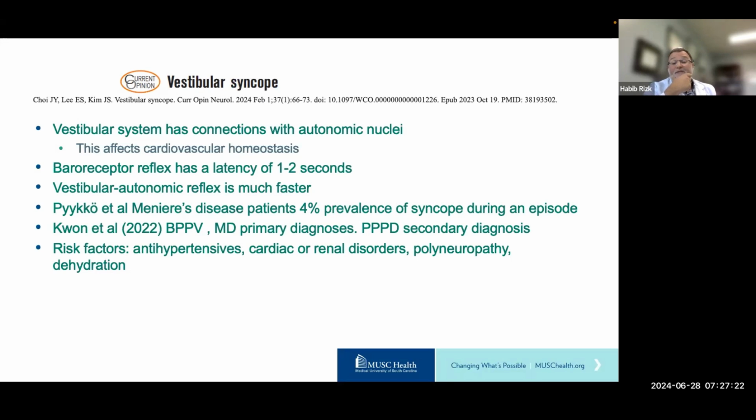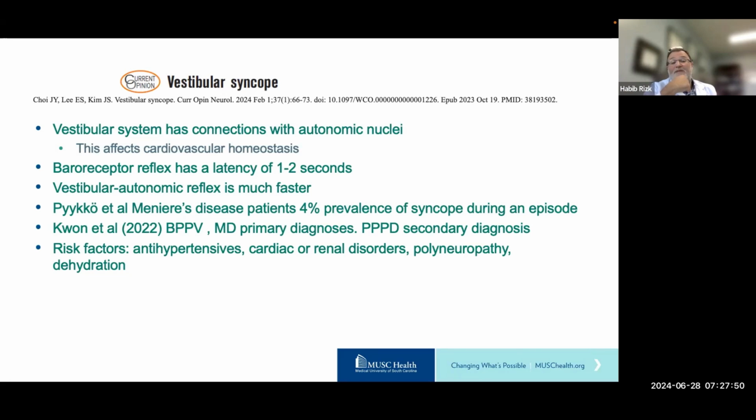I've had patients in the middle of a Dix-Hallpike where the nystagmus is going like 20 degrees per second, and I ask them, are you feeling any spinning? And they say, no, I feel like I'm going to pass out. And it's not the patients being vague or unclear. The vestibular system has a lot of connections with the autonomic nuclei and can affect cardiovascular homeostasis so fast that it's much faster than the baroreceptor reflex.